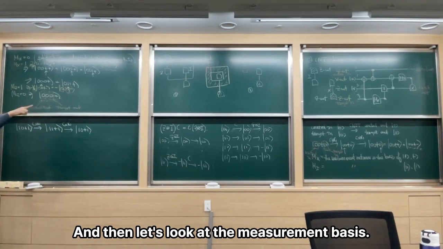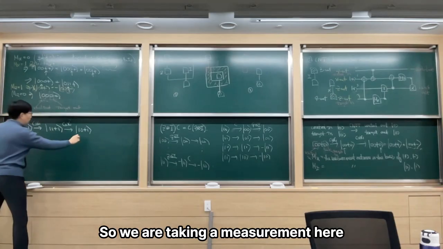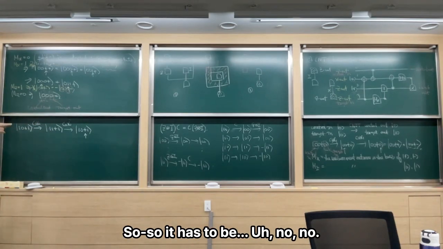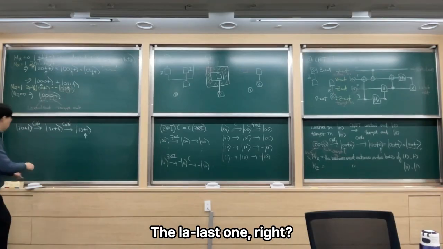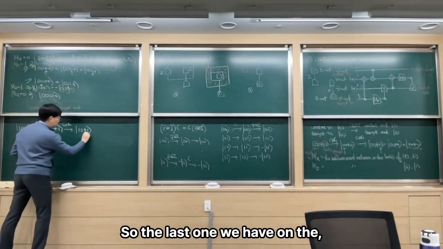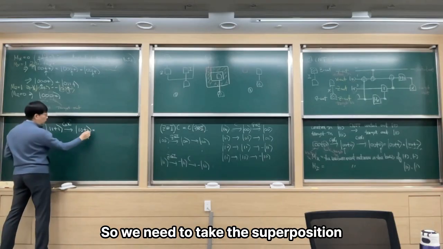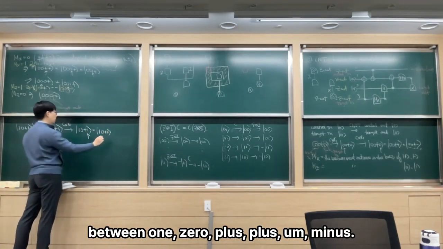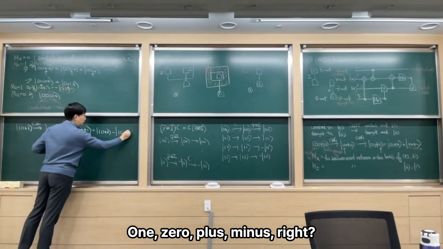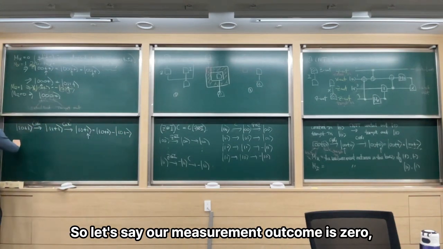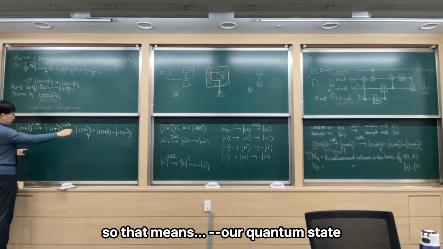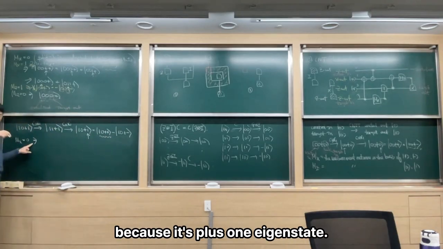And then let's look at the measurement basis. So we are taking a measurement here with a basis of X, right? So it has to be the last one. So we need to take the superposition between 1, 0, plus, plus and minus 1, 0, plus, minus, right? So let's say our measurement outcome is 0. That means our quantum state is collapsed to here because it's the plus 1 eigenstate.